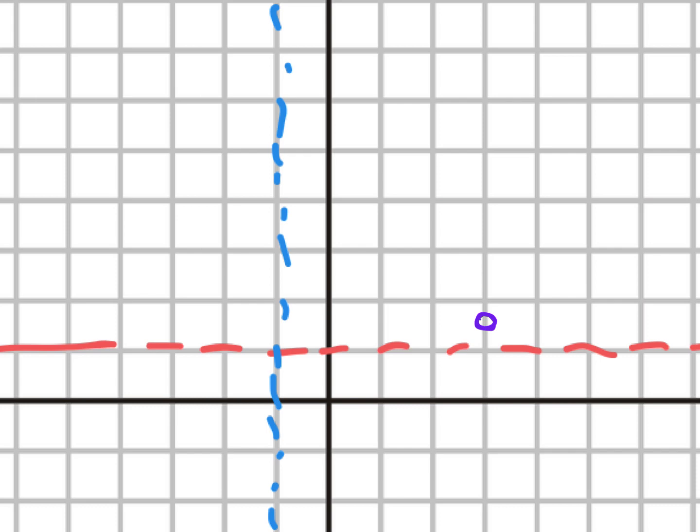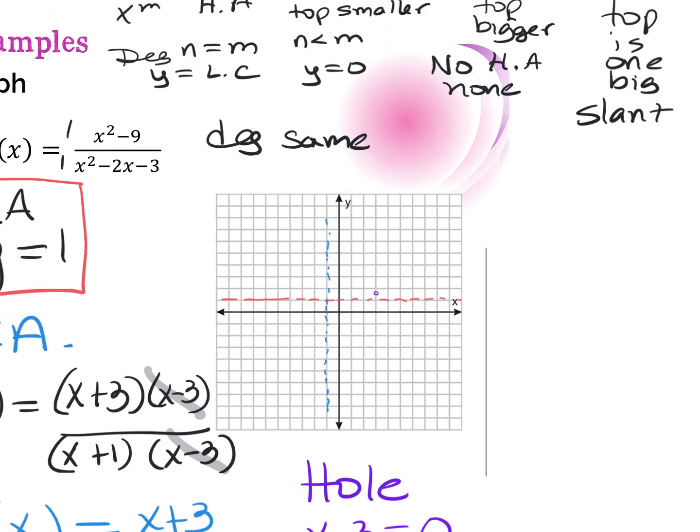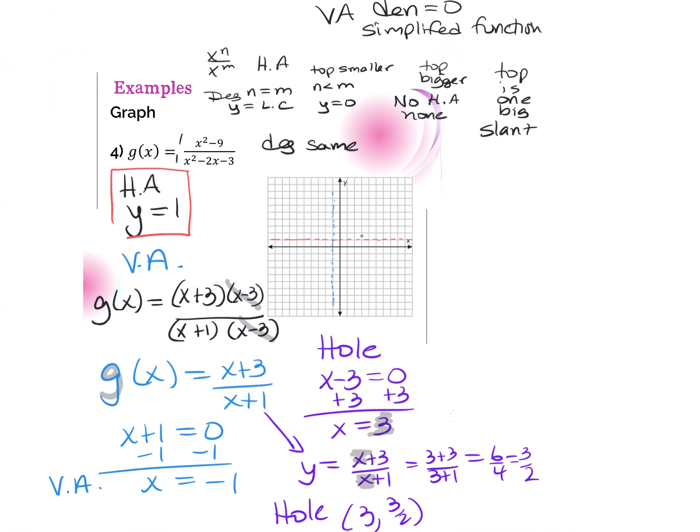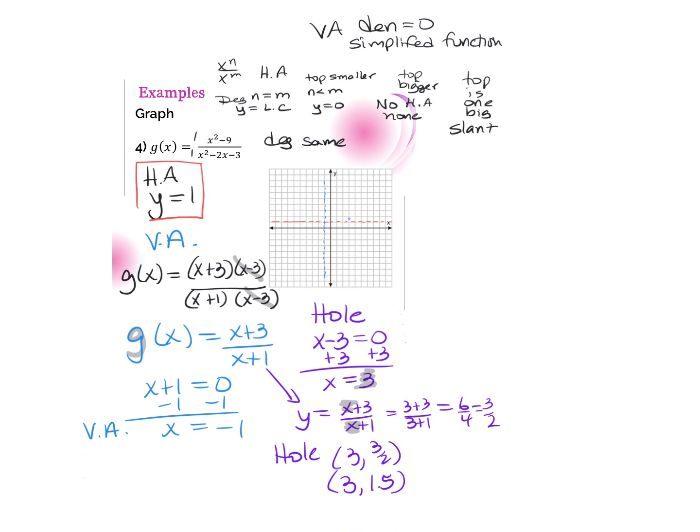Next, I need to calculate my intercepts. Now, in your calculator, whenever you're looking at the table of values, wherever there's a hole and wherever there's an asymptote, you're going to see the word error. So if you look at the ordered pair where the x value is 3, under the y column, it has the word error.